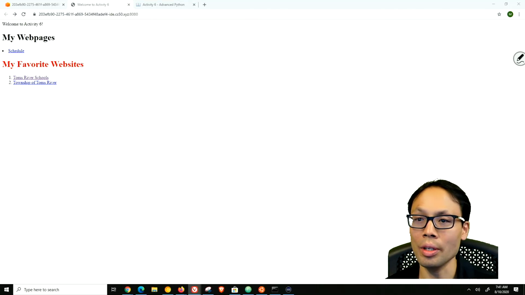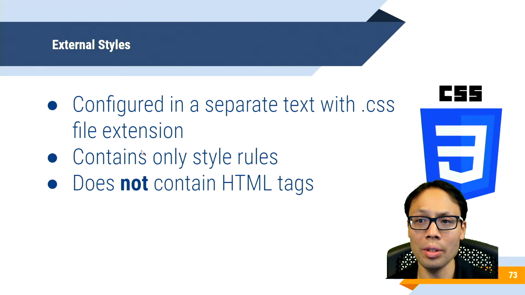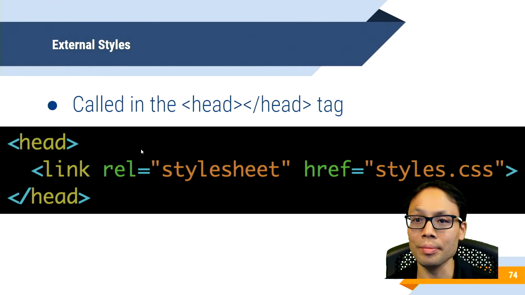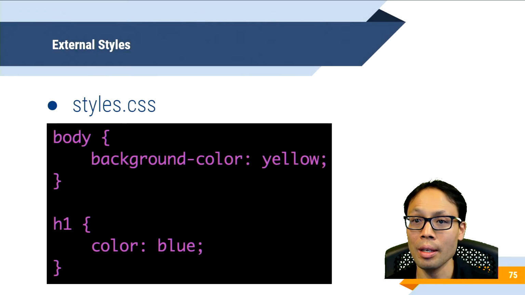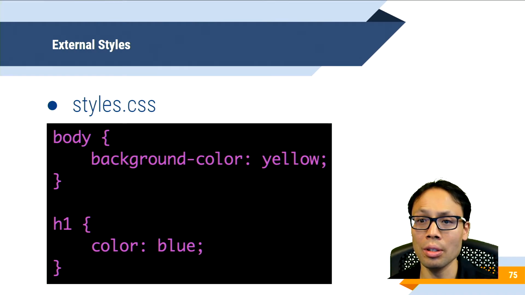External style sheets are configured in a separate text file with the .css file extension, and they only contain style rules. They do not contain HTML. If you wanted to link an external style sheet, you would do that in the head, and it would link to a separate file. This is an example of what an external style sheet could look like.